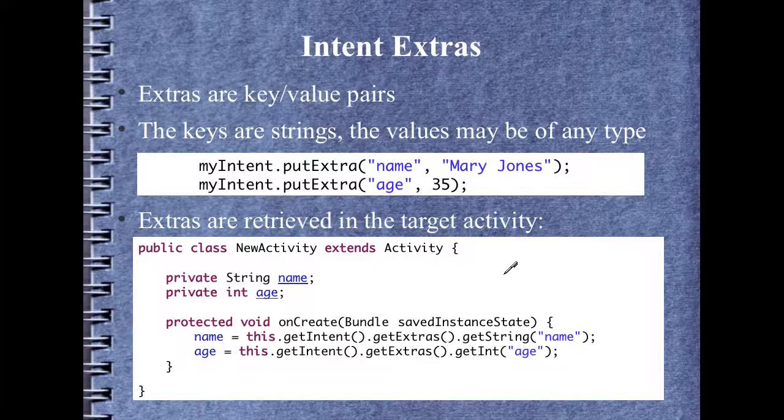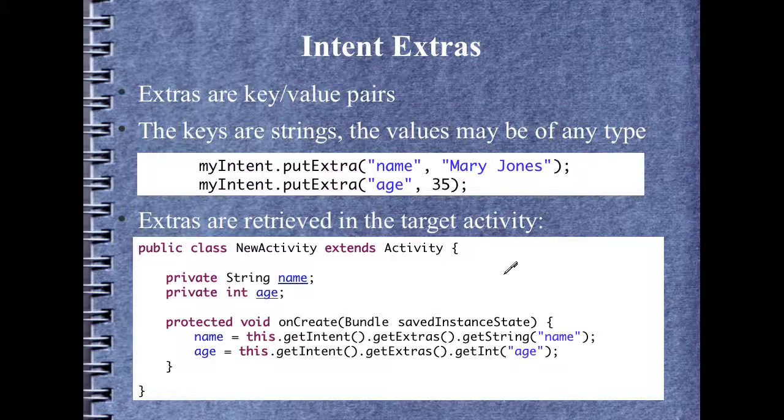So what about these intent extras? Well, these extras are key value pairs. Now, don't get all hung up on what a key value pair is. They have a key, which is a string, and they have a value, which can be of any type. So the keys are strings, the values can be of any type. We can put an extra into myIntent. We have an extra called name. We have an extra called age. The name extra will refer to it by the string NAME, or name, and then it is Mary Jones.